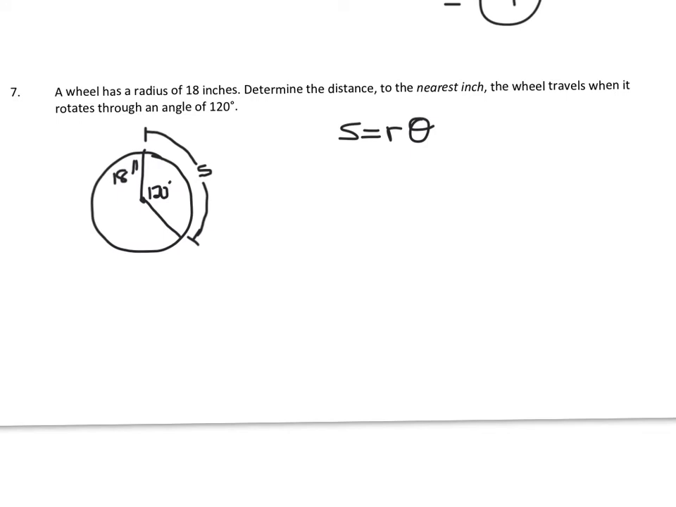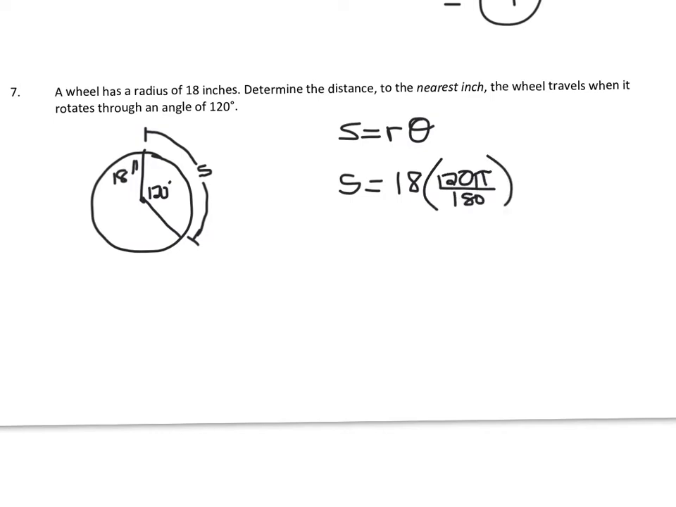Okay, so I'm going to rewrite this. S is what we're looking for. R is the radius, which is 18 inches. Now theta, when we plug it in, it's important that we convert it to radians. So if we have 120 degrees, we're going to multiply this by pi over 180 to convert to radians.